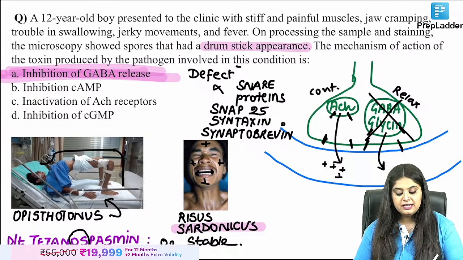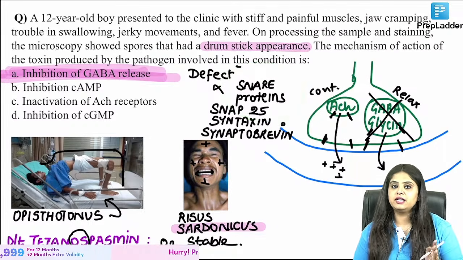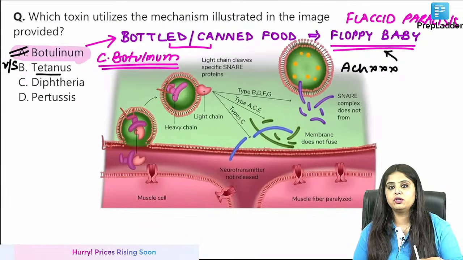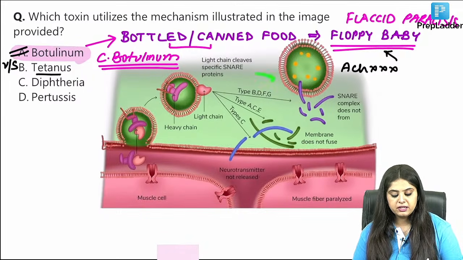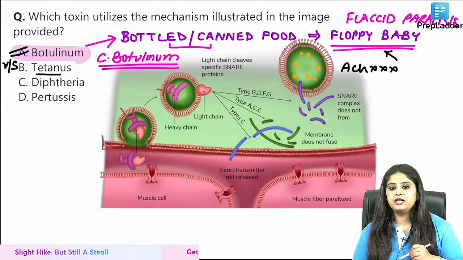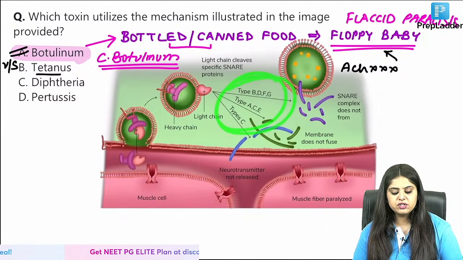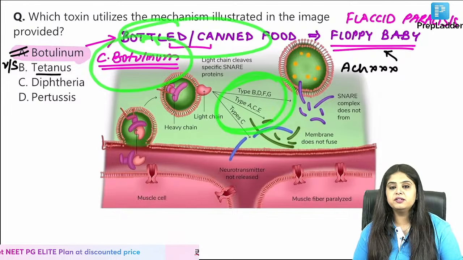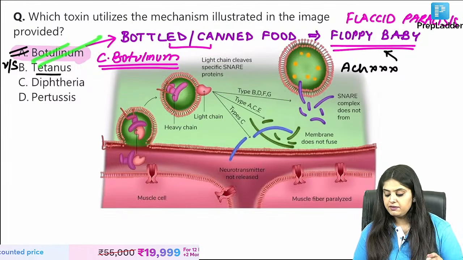So if they say SNARE proteins, then think of two things: either it is tetanus or it is going to be botulism. Then you see that if tetanospasmin and all had been written, I would have thought of tetanus. But over here some ABCD is written, which are toxins of botulism, along with a history of bottled and canned food. I will go in for botulism.